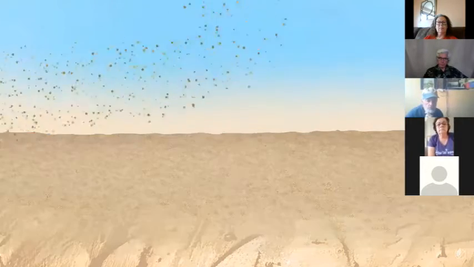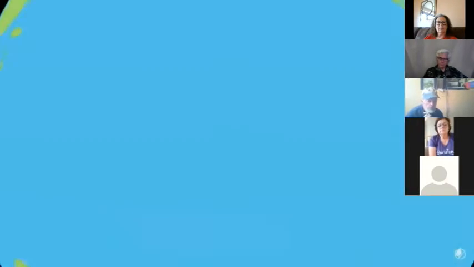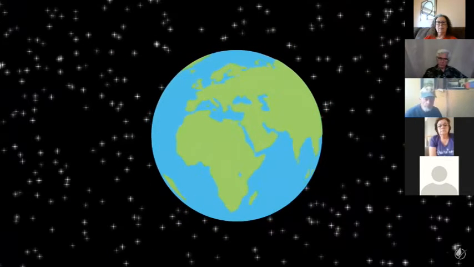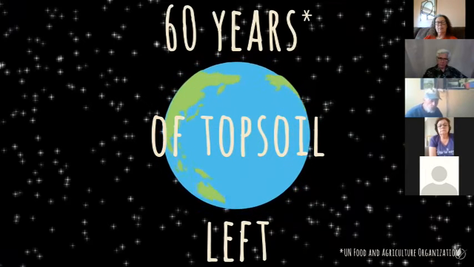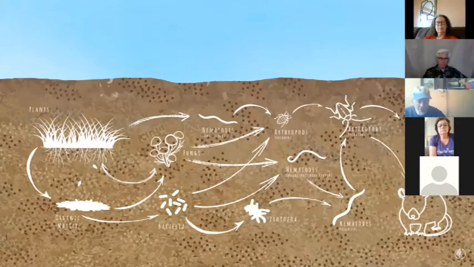So sandy soils tend to be very dry and are prone to wind erosion, which is the process by which the topsoil is blown away and lost. Soil erosion is a serious environmental problem and poses an existential threat to humanity, as we only have around 60 years of topsoil left in the world, according to recent estimates. With the soil food web in place, the picture rapidly changes.